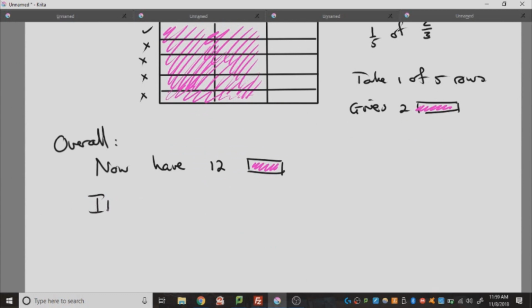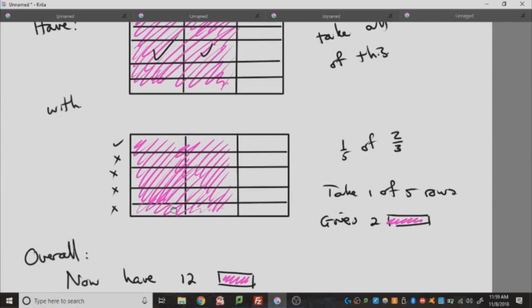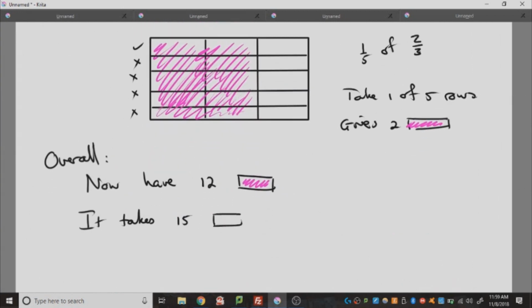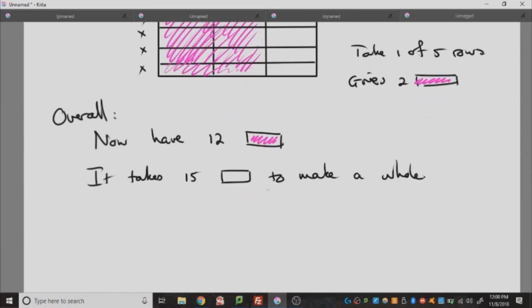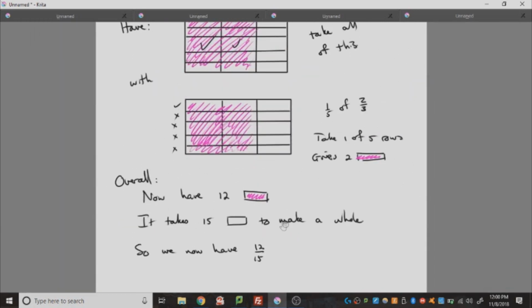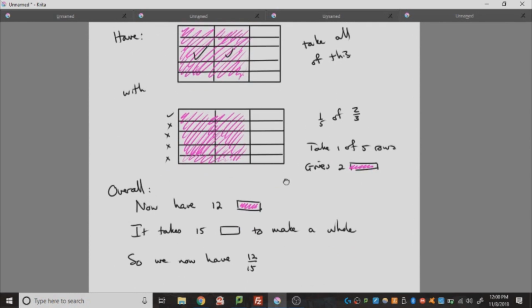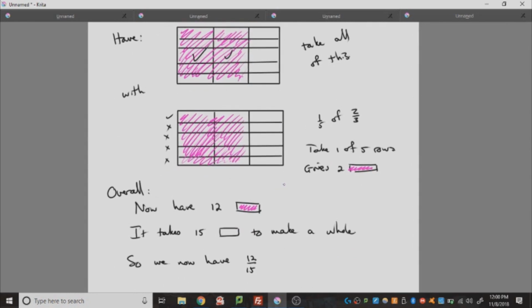Now it takes how many to make a whole rectangle? 15. 15 pieces to make a whole. So we now have 12/15ths of my loaf of bread, or whatever the unit is. I started with 2/3, which was 10/15, and I now have a little more.